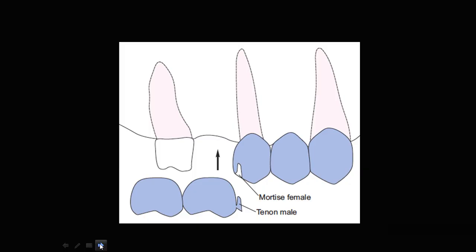This is an image of the tenon mortise connector, which has the tenon or the male component attached to the distal pontic and the mortise or the female component which is attached to the distal segment of the pier abutment restoration.